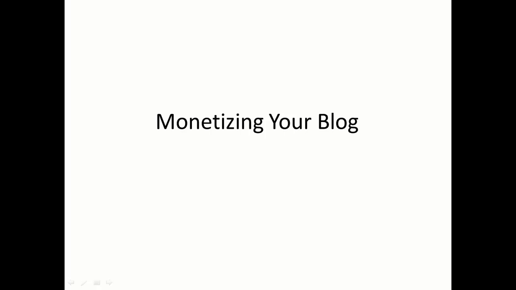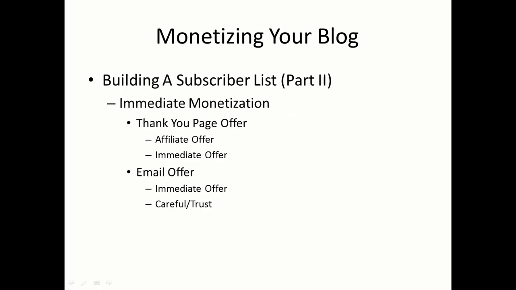Okay, in this video we're going to be talking about immediate monetization of your subscriber list. Now, we've already talked about the fact that you're going to want to have an autoresponder where you have people opting in to get something very special and immediate and beneficial and important to them in order to get their names and email addresses so that you can email them later.